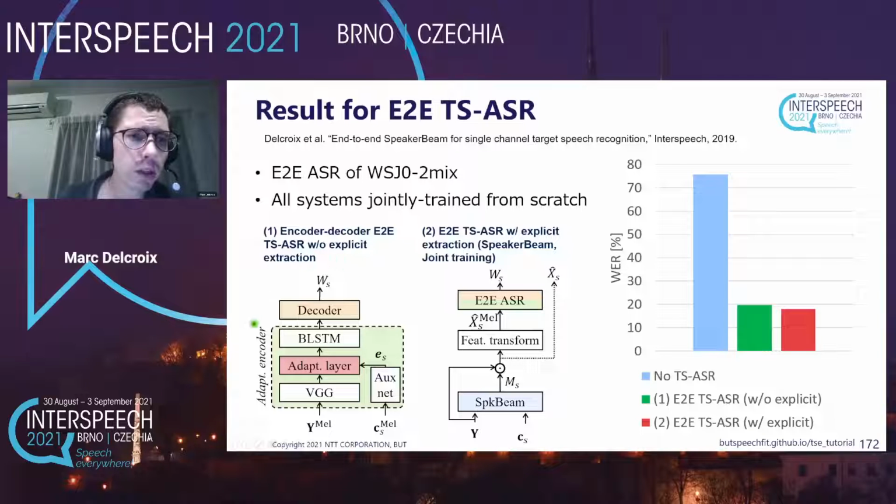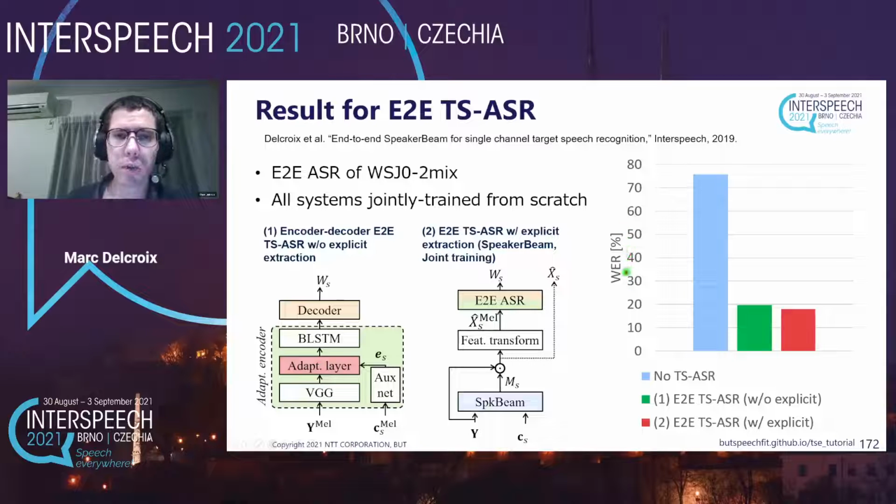For the system that doesn't use any explicit extraction, we simply add an adaptation layer to the encoder of the encoder-decoder end-to-end ASR system. And for the system with explicit extraction, it's a cascade of a single-channel SpeakerBeam, where we compute a mask and then extract the target speaker. We have the feature transformation, and then the end-to-end ASR, which is a similar end-to-end system to the left one, except that we don't have the adaptation layer. So it's a very standard encoder-decoder ASR system.